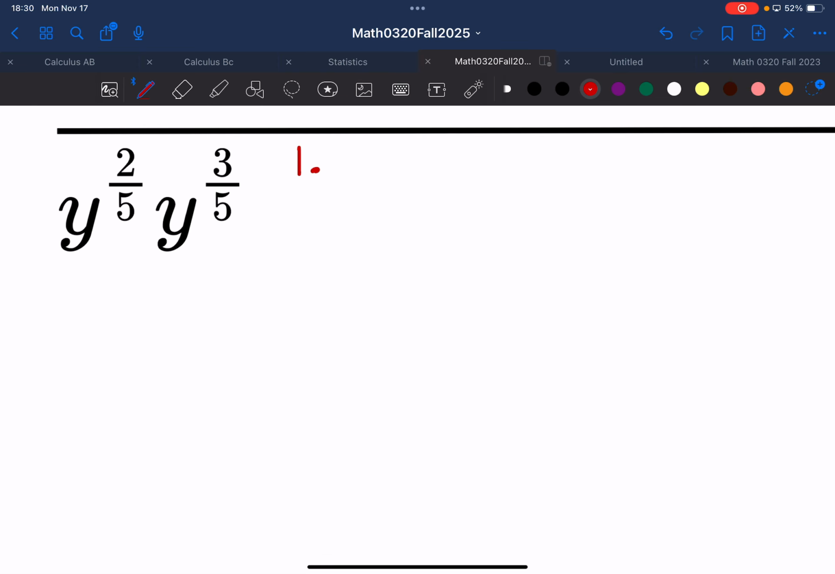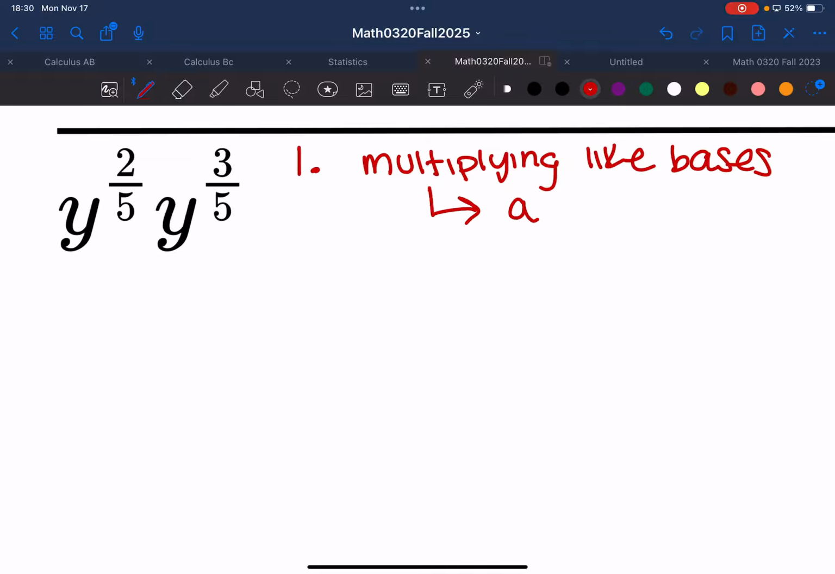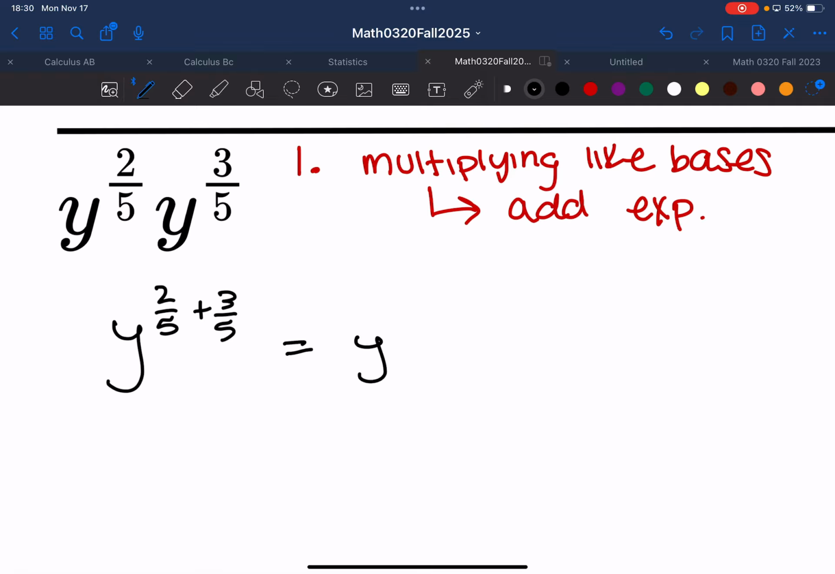So this is the same as number 1, multiplying like bases. And then we add the exponents. So this means we add the exponents. So this is the same as saying y to the 2/5 plus 3/5, which is equal to y to the what? 5/5. And what's 5/5 if you reduce the fraction? 1, right? So this is y to the first power, which is just y. That's our answer.